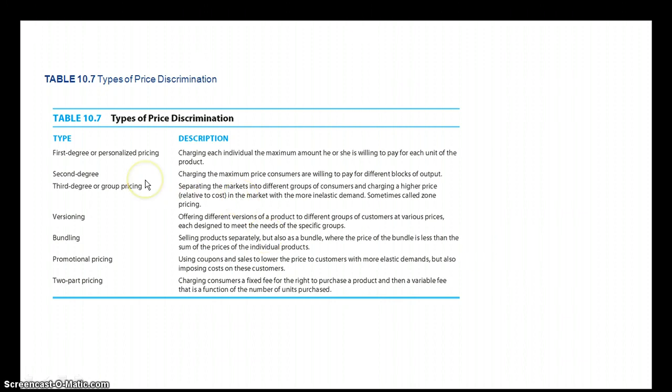And here are, in this table 10.7, some of the ways they do it. The one we just talked about is first degree or personalized pricing, where you charge each individual the maximum amount they're willing to pay. Second degree is charging the maximum price consumers are willing to pay for different blocks, different chunks of output. Third degree, or group pricing, separates the market into different groups of consumers and charges a higher price relative to their inelastic demand. Then versioning, bundling, and I'll let you read through all these, but you see these things every day as you're out in the market looking for things to buy.